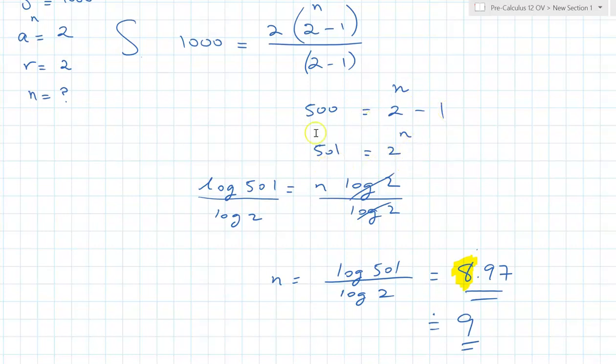And then you have to use the log laws. You take the log of both sides, and then you get n equals log of 501 divided by log of 2. The answer that you will get is 8.97, but you're going to round it up, so 9 generations. You need to go back 9 generations to get 1,000 ancestors. So this is the value of n. Okay, simple as that.